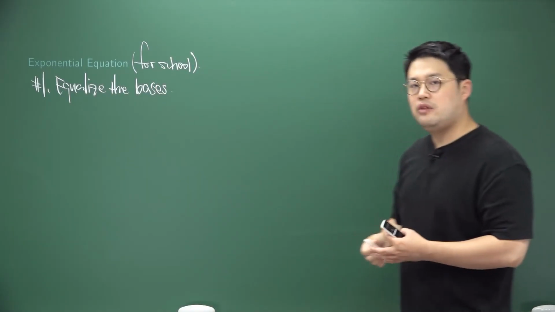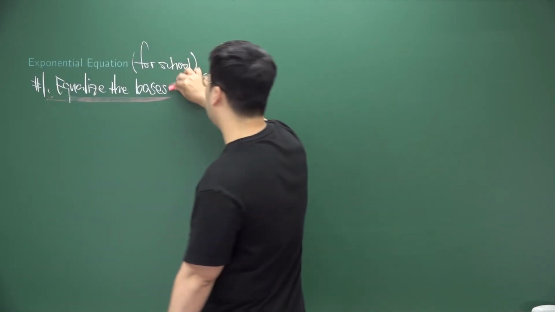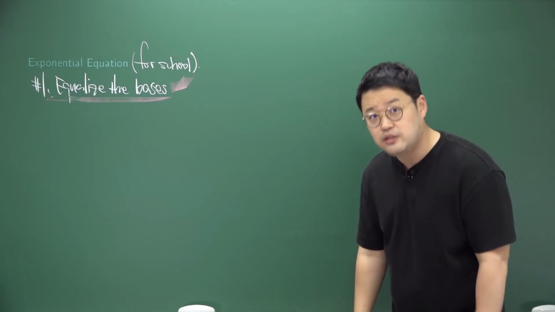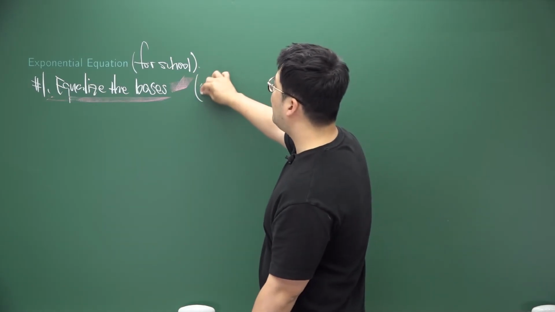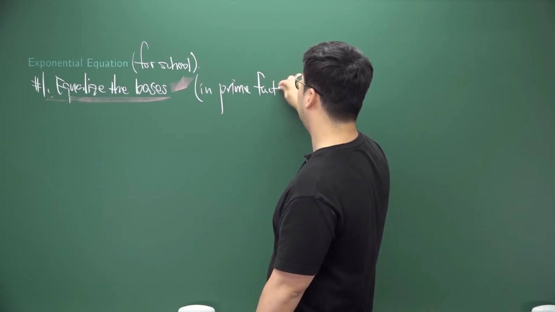Without further ado, you need to equalize the bases. Now, how would you equalize the base? What does it mean by equalizing the base? Well, it means that we need to equalize the base in terms of prime factorizations, in prime factorized form.